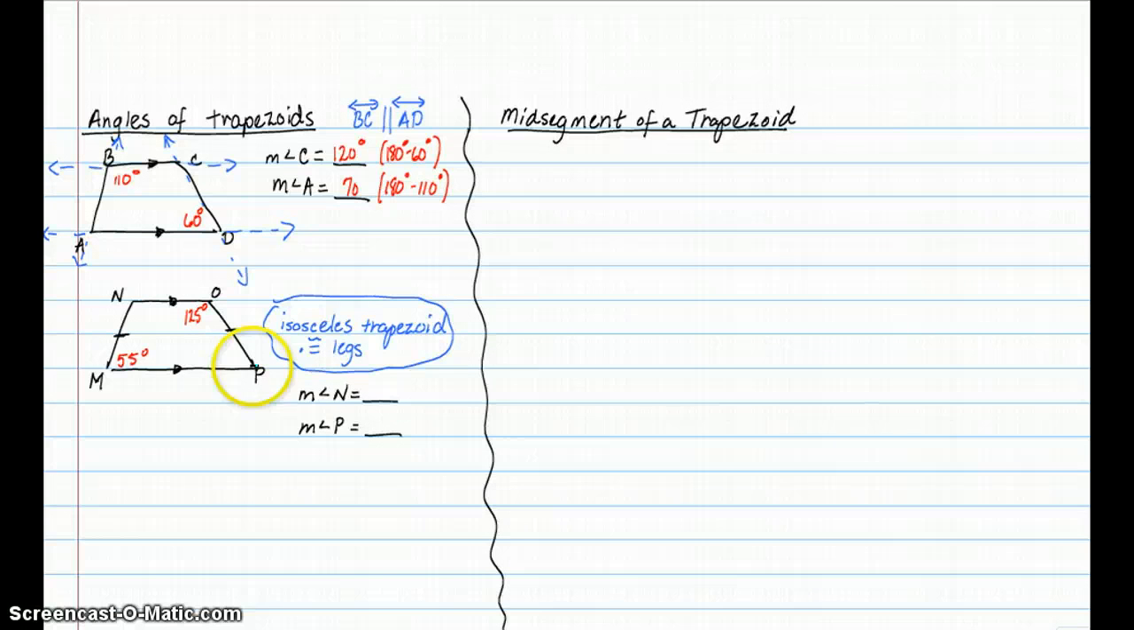Now, in an isosceles trapezoid, you know that there will be congruent legs. So again, one pair of parallel sides. There will be congruent legs, which tells you when there are congruent legs that the base angles will be congruent. So angle M's base angle is angle P, so that's 55 degrees.